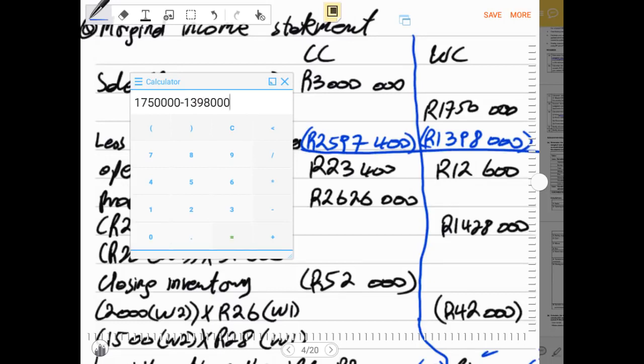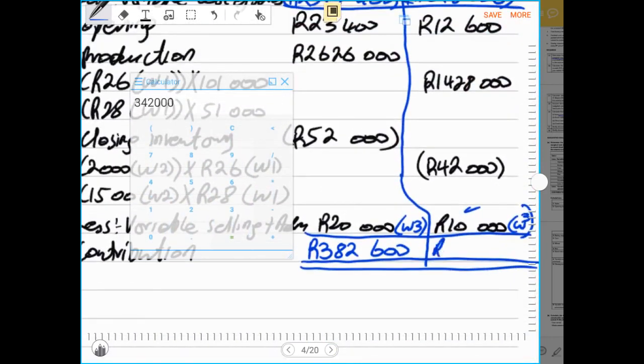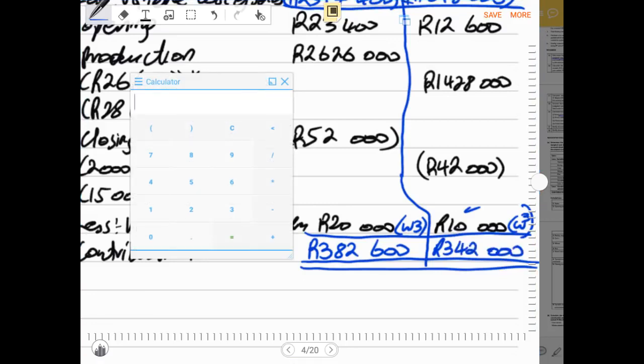Then after, let me just check. 1,398,000, okay, minus 10,000, and if I do that, I get 342,000 rands. So now this will be the contribution that we have at the end of this period.